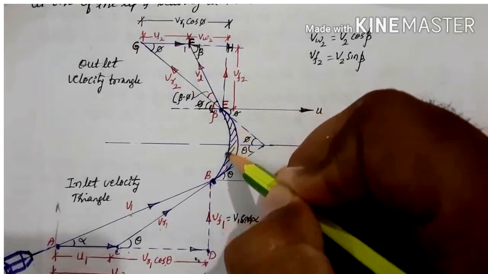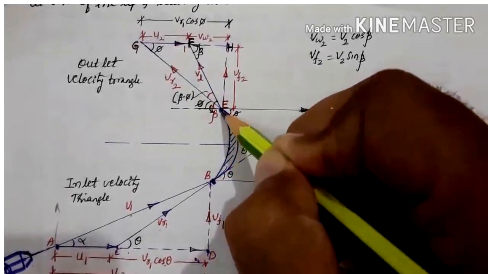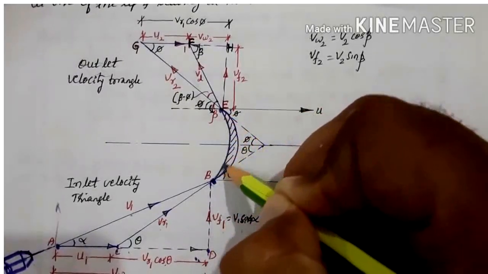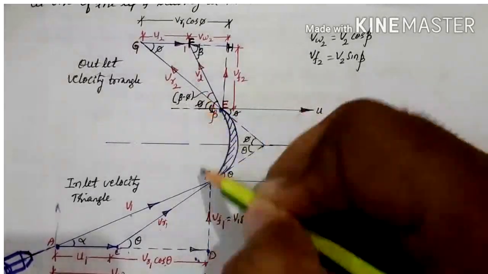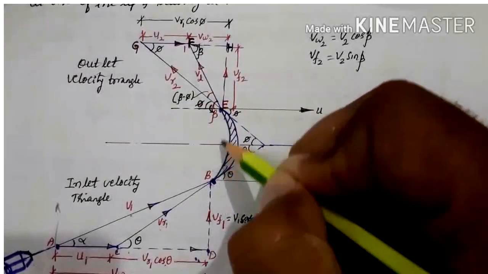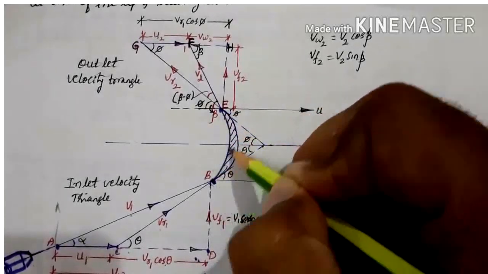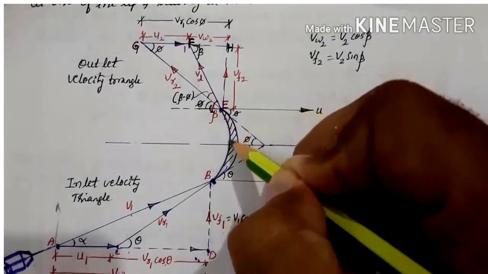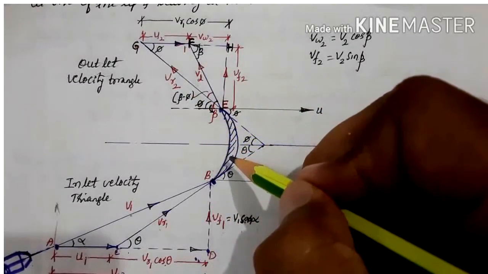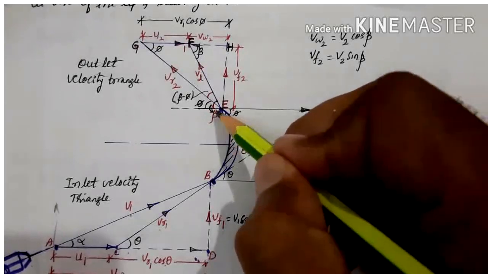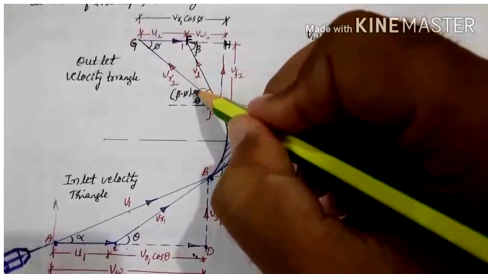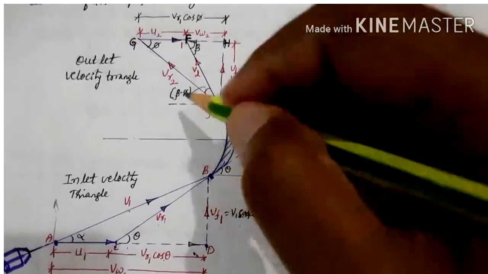Because we have assumed this vane surface is very smooth. If there is a loss due to impact or any frictional loss here, then this VR1 is not equal to VR2. These two will be of different velocities. Since here we are assuming this surface is smooth and there is no loss at all, hence VR1 is equal to VR2. And VR2, the relative velocity, will be in a tangential direction to the vane at outlet.